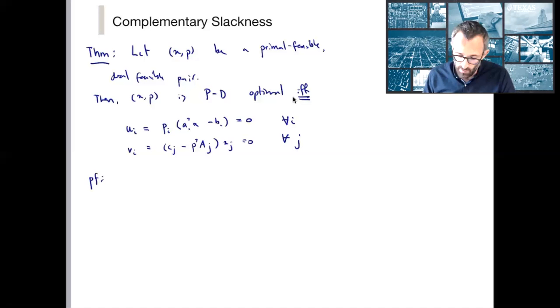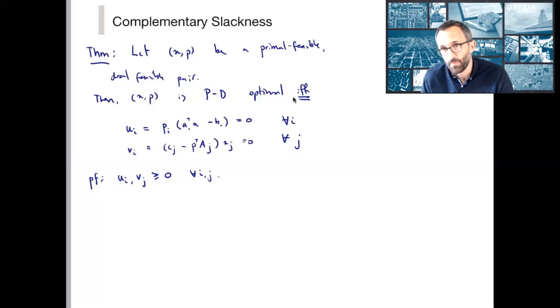First of all, ui and vj are always greater than or equal to 0 for any i and j. You should go back to see where this came from, and why this is always the case. Basically, the answer comes from feasibility: we're insisting that p is dual feasible and x is primal feasible. Those two together imply that ui and vj are non-negative.